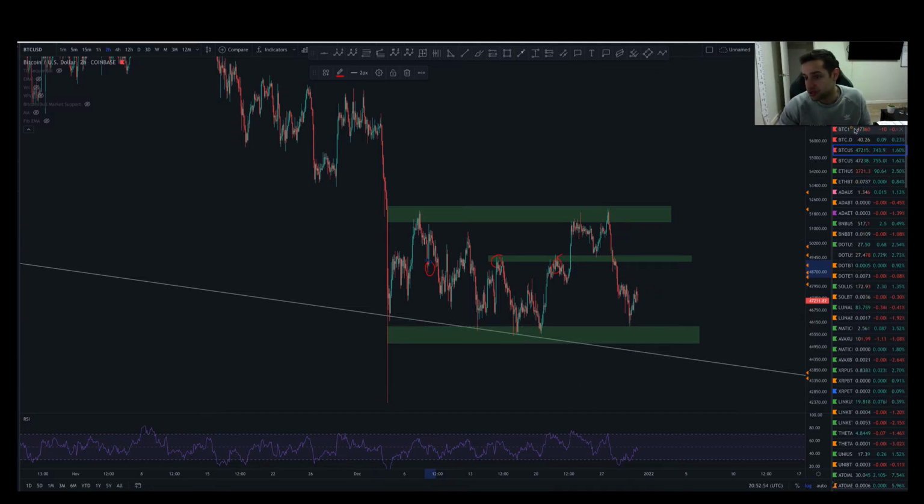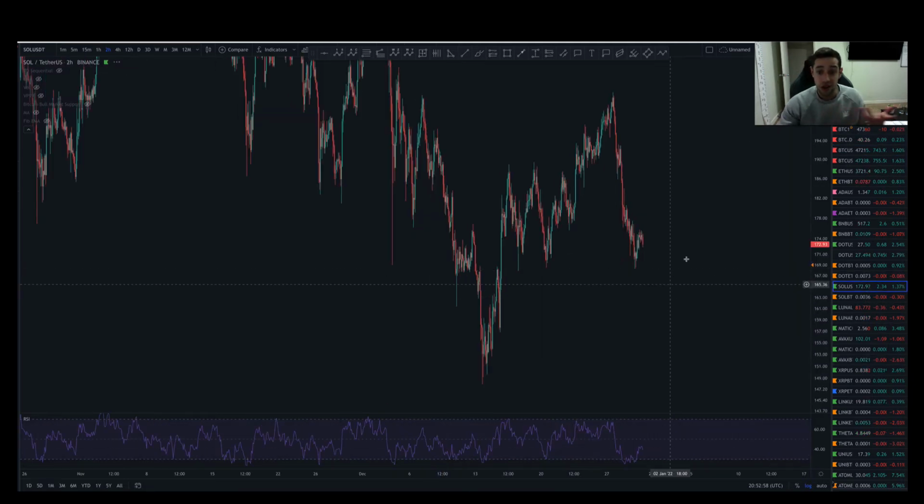And if we have a look at this with some other coins, let's say we take Solana, for example. I haven't even had a look at this.